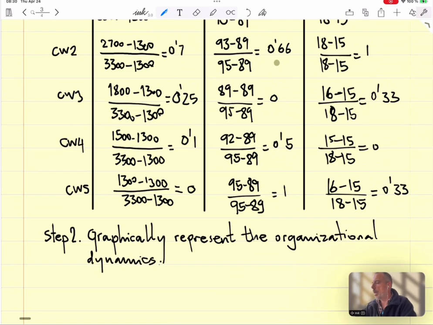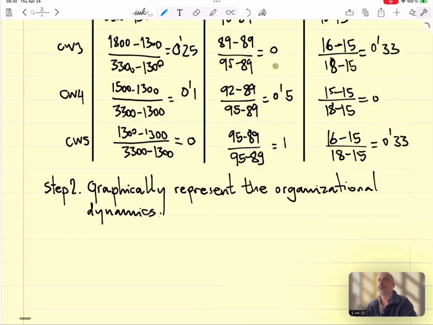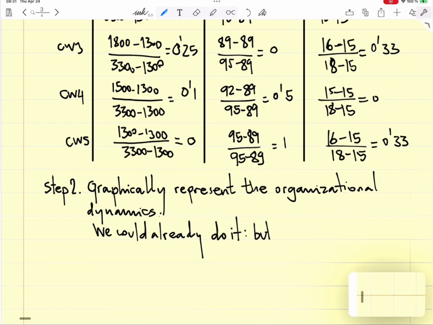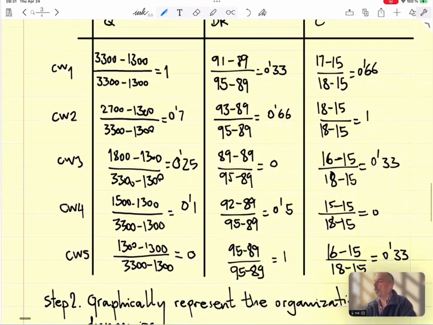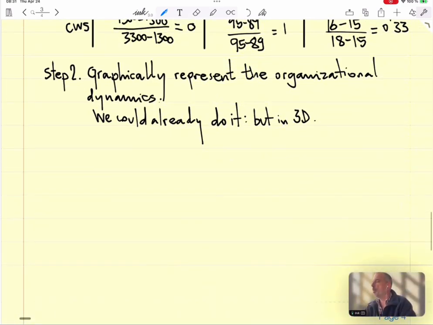And we could already do it, okay? We could already do it, but in 3D. And 3D is not a very good method to represent graphics. It depends on the perspective, but we could do it like this. It's as simple as taking each axis as one KPI.